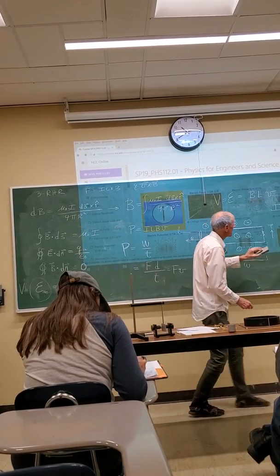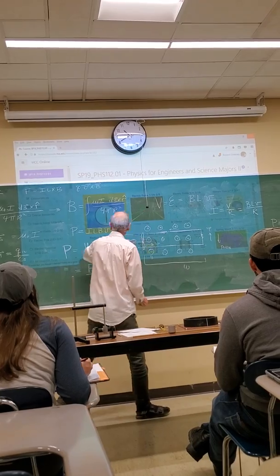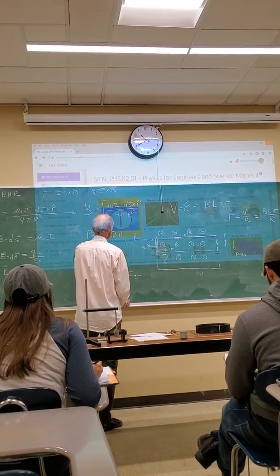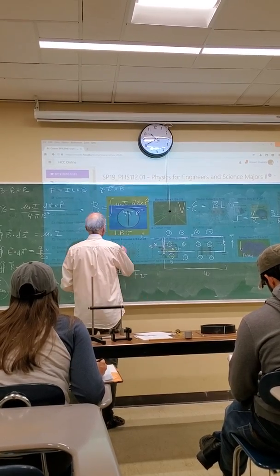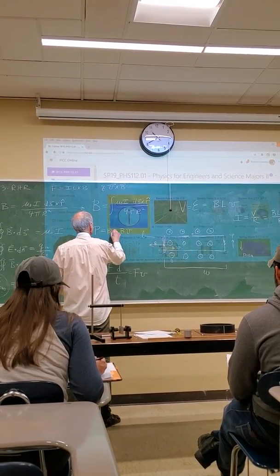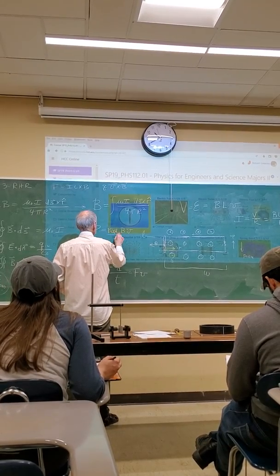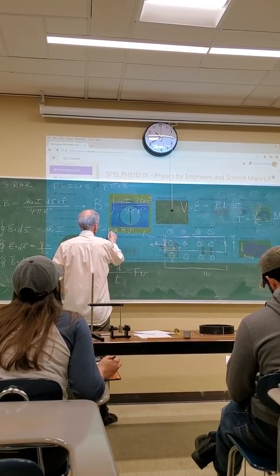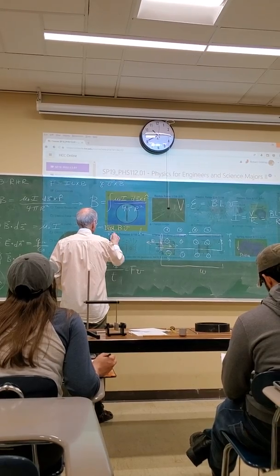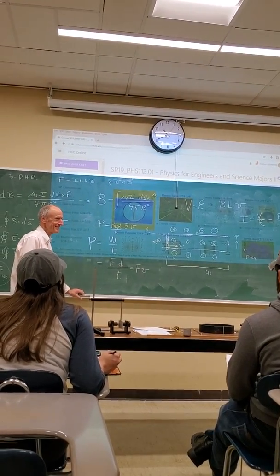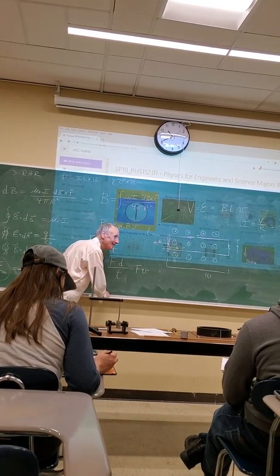Well, what's the I? The I is that. So let's replace the I with BLV over R. BLV times BLV over R, we get the same equation. When you do all that, are we surprised?